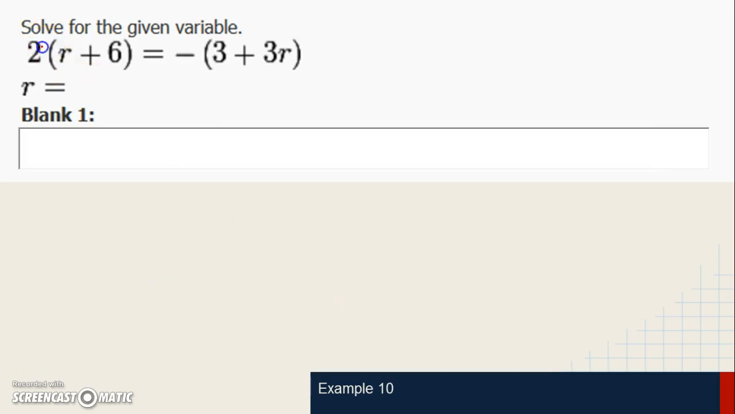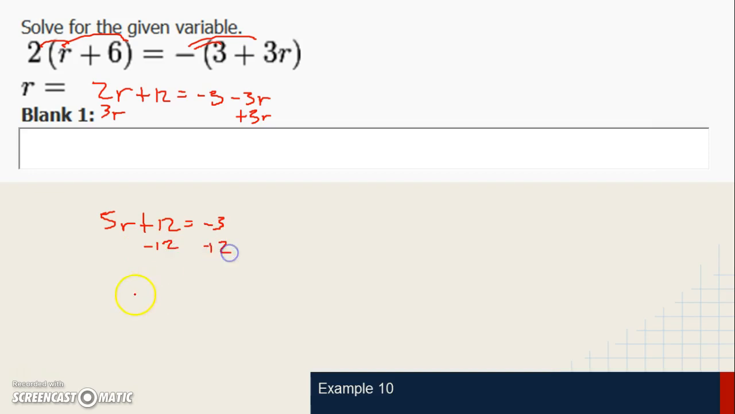Here we are on example 10. 2 times r is 2r. 2 times 6 is 12. Equals, distribute the negative, so it's negative 3, and it's negative 3r. No like terms on either side, so I go ahead and add the 3r because it's smaller than 2r. This is a negative 3r, positive 2r, so I get 5r plus 12 equals negative 3. I subtract 12, and I have 5r equals negative 15. I divide by 5, and r equals negative 3.